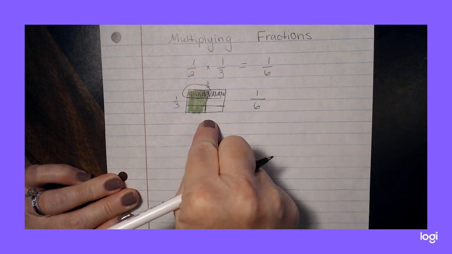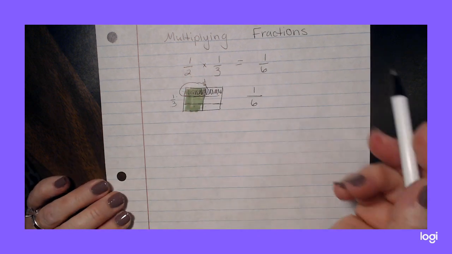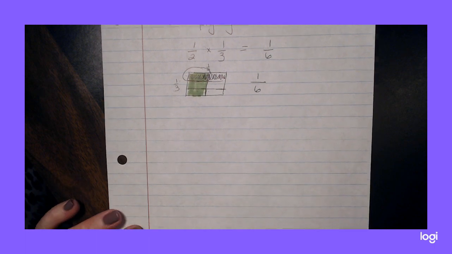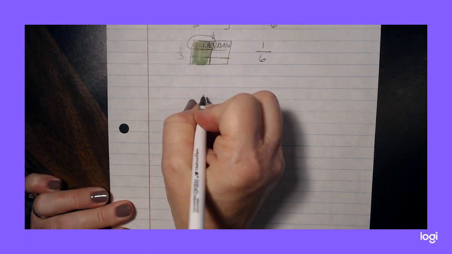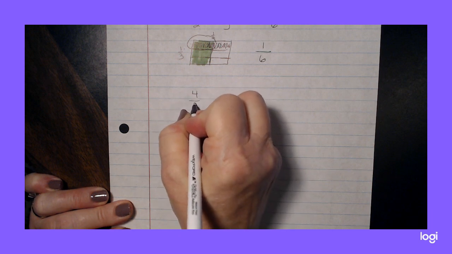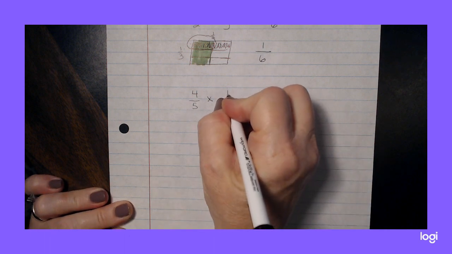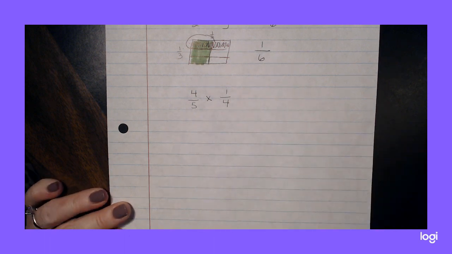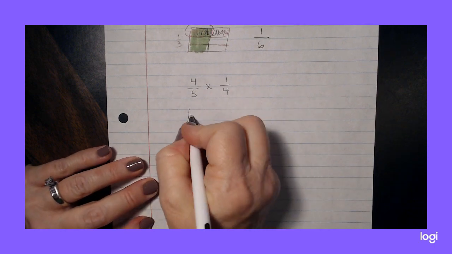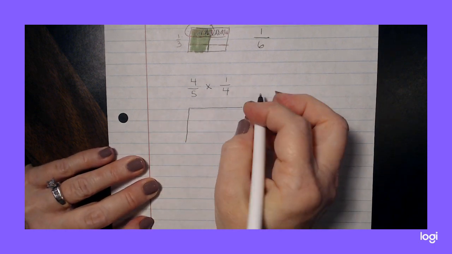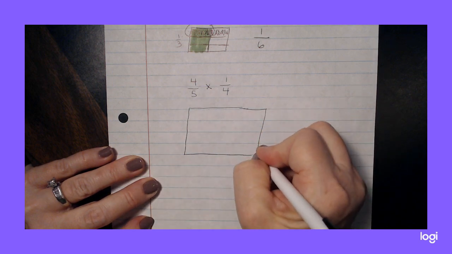So here we have a model, and then we actually have multiplied here our numerators and our denominators. Let's make another model. Let's make a little bit bigger model. This time let's do 4/5 times 1/4. All right, so I'm going to make 4/5. I'm going to make a little bit bigger box this time to make sure I have enough room. Let's make it nice and big like this.